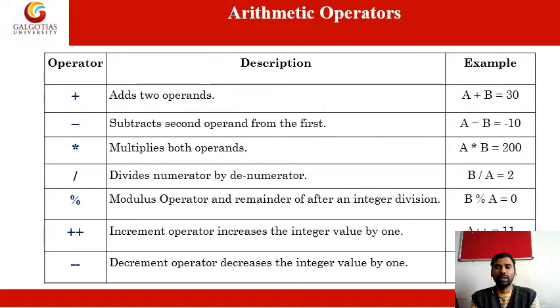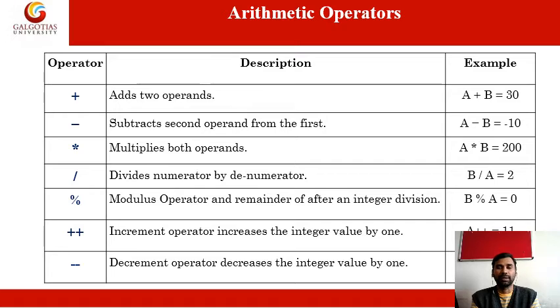Just one, look at this. The increment operator increases the integer value by 1. So with 10, what happened? 10 plus 1 is 11. Likewise, the decrement operator decreases the integer value by 1. So a equal to 10. What's 10 minus 1? What will be the answer? 9.